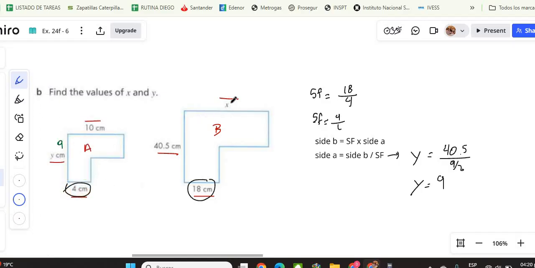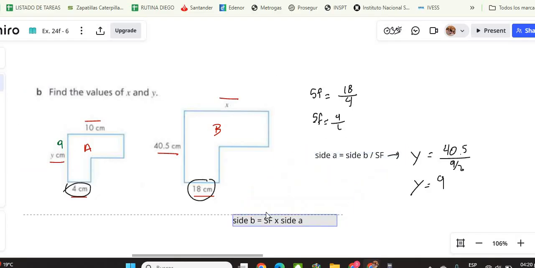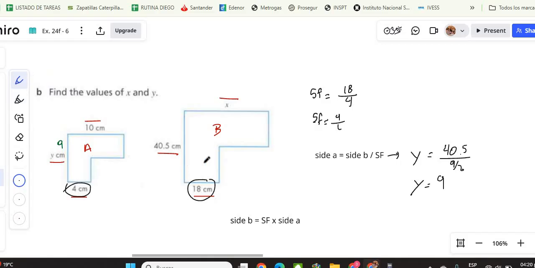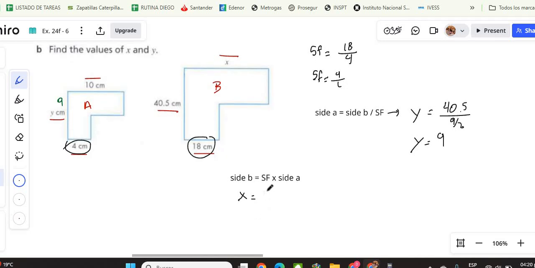And now I want to find the value of x, which is the corresponding side to 10. But x is on shape B, so I will be using this one. So side B, in this case x, is equal to the scale factor, that is 9/2, multiplied by 10 centimeters. All this information is in centimeters. 10 divided by 2 is 5. 9 multiplied by 5 is 45 centimeters.